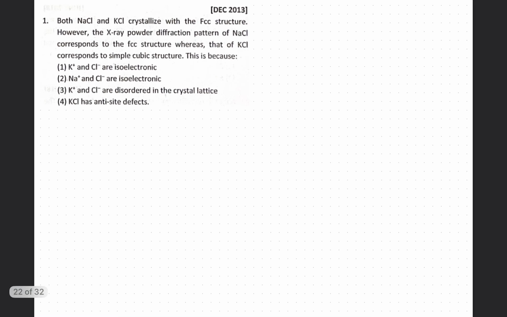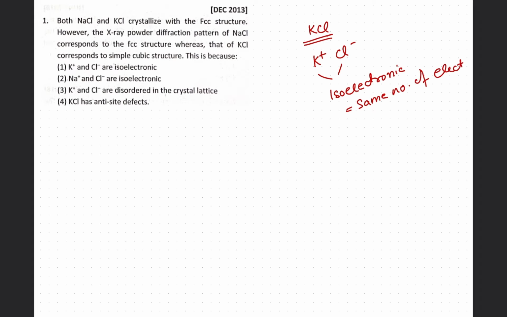Now starting with question 1, they have given that both NaCl and KCl crystallize with FCC structure. However, the X-ray powder diffraction pattern of NaCl corresponds to the FCC structure, whereas that of KCl corresponds to simple cubic. This is because for KCl, you know that K positive and Cl negative are both isoelectronic. Isoelectronic means they have the same number of electrons, right?